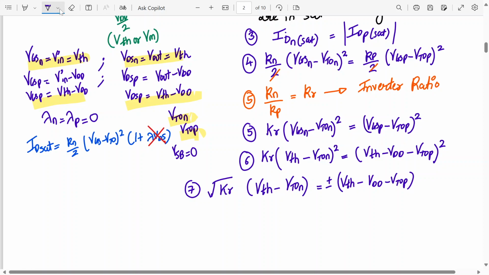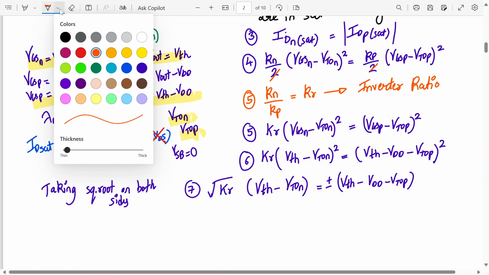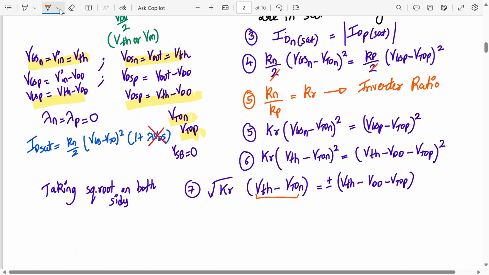So now, which term to consider? Because we are taking square root on both the sides. Now, which to consider, minus or plus? If you see carefully, this term VTH minus VTON is a positive term. Let's take some numbers. VTH is around 2.5 volts, and VTON is, let's say, 1 volt. So this is 1.5. This is a positive number.